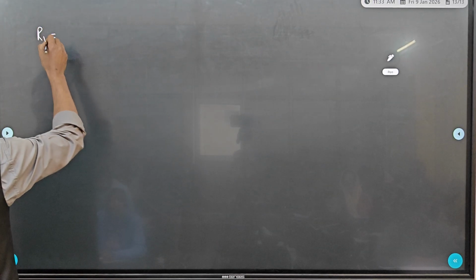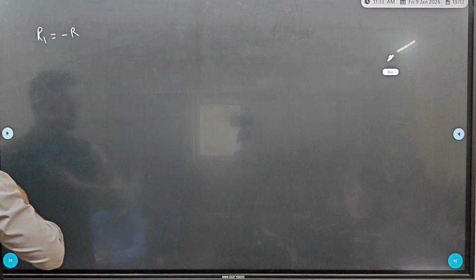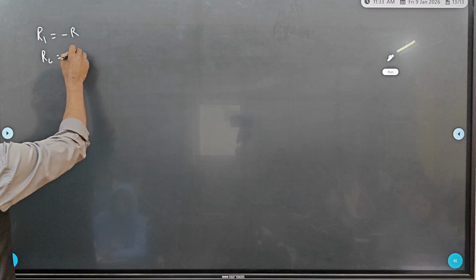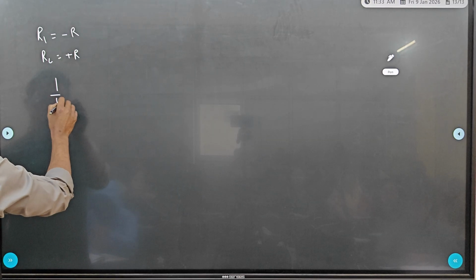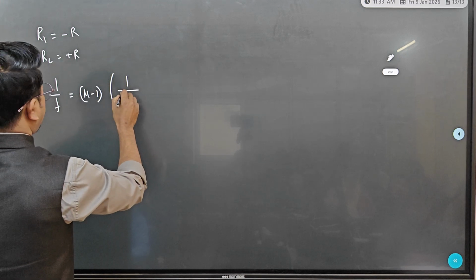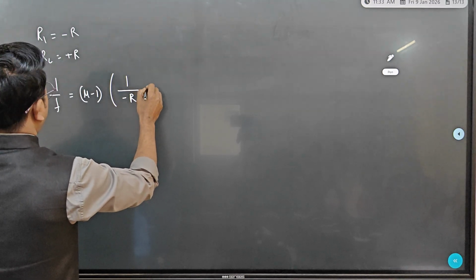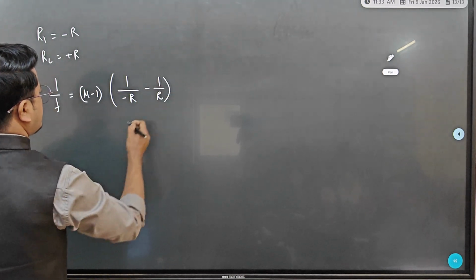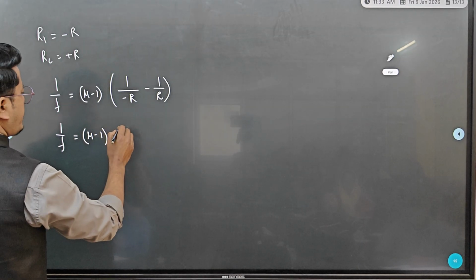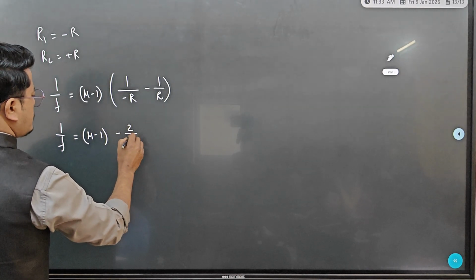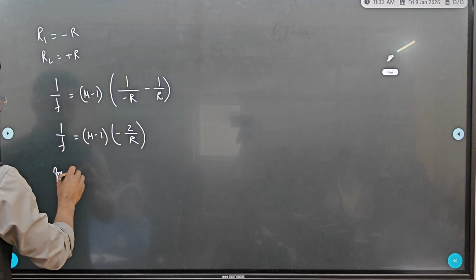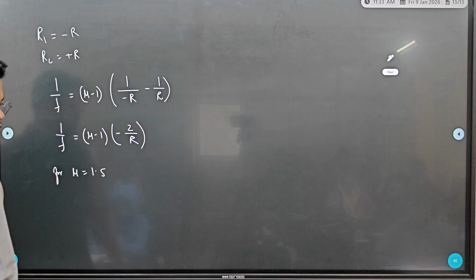R1 should be negative of R or not? R2 should be positive of R, plus of R, right? So your 1 by F needs to be mu minus 1, 1 by minus of R minus 1 by R, right? So 1 by F will be your mu minus 1. You will be getting minus 2 by R. 2 by R, yes or no? Got it? For mu is equal to 1.5.